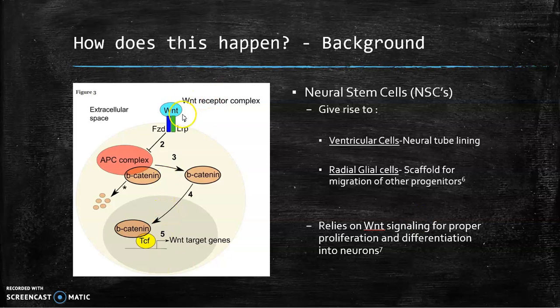I show you here a figure of the actual Wnt signaling process, and I'll talk about it more at the end and how it relates to the parasite infection. But essentially, you can see here the Wnt ligand lands on the frizzled receptor, which allows beta-catenin to be released and cause transcription of different Wnt target genes.